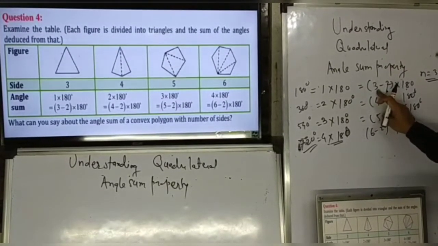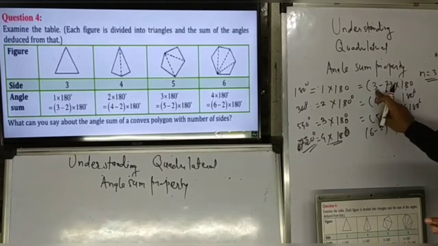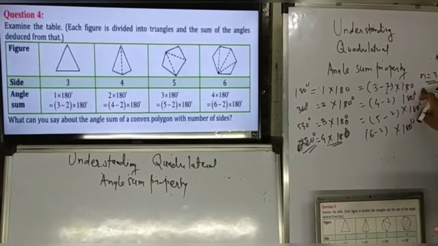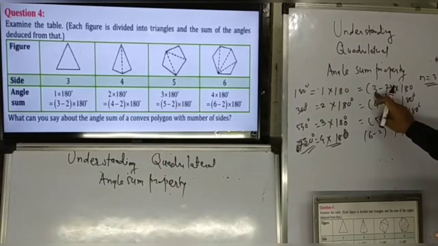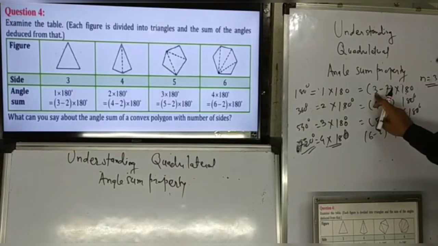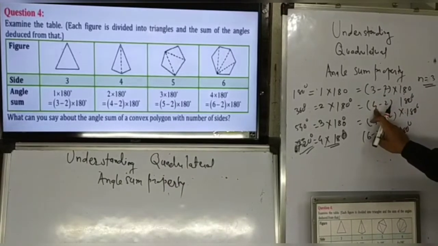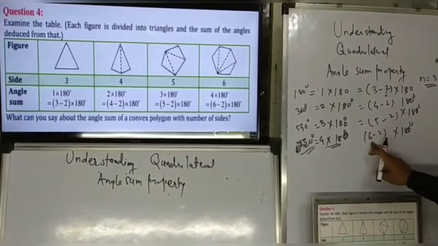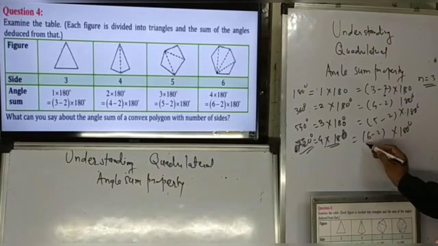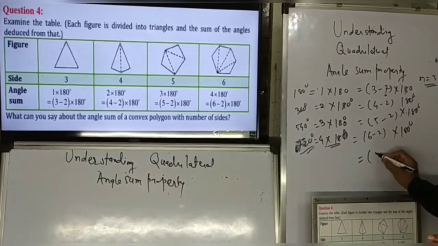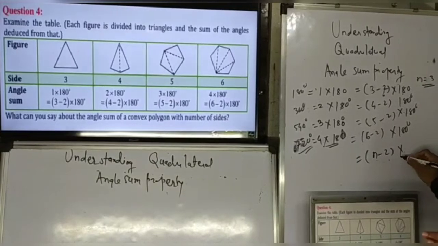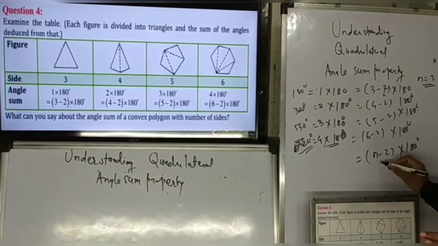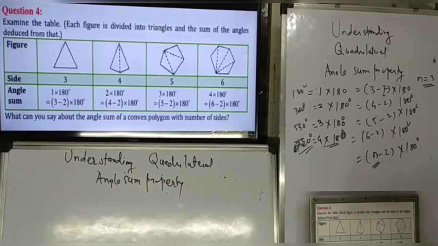So the sum of angles of a triangle is equal to (3 minus 2) into 180 degrees, where this 3 is the number of sides of the triangle. This is the number of sides of a quadrilateral. This is the number of sides of a pentagon, the number of sides of a hexagon. Overall, we can write the angle sum property as (n minus 2) into 180 degrees, where n is the number of sides of a polygon.